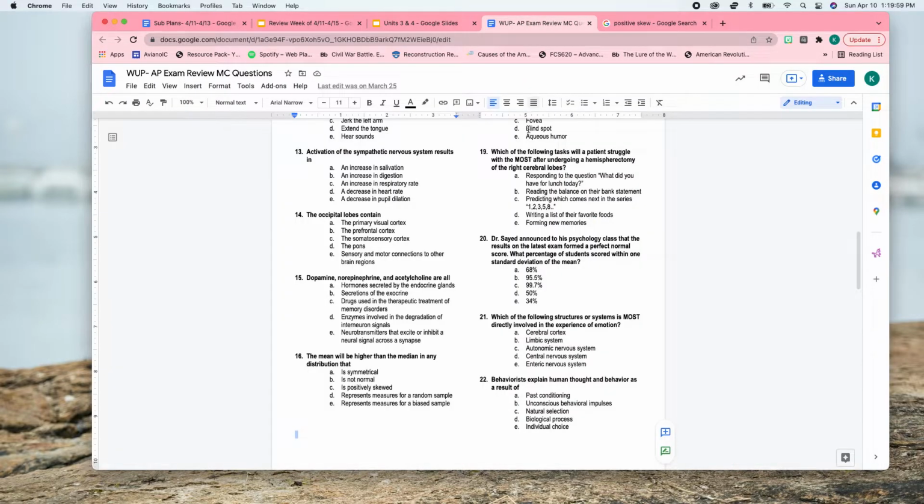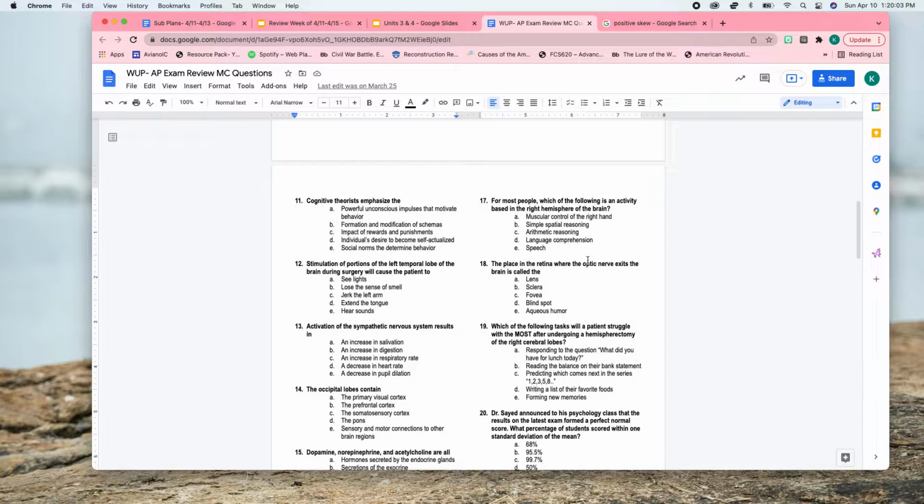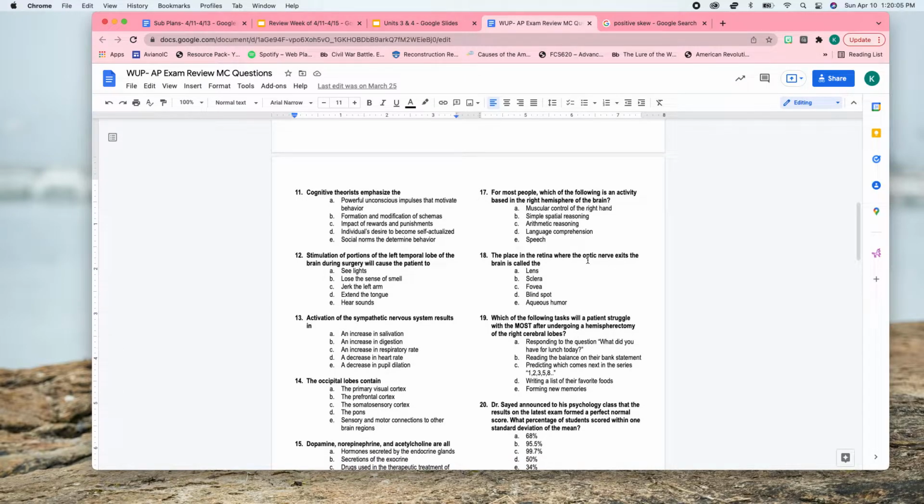Okay? So 17, for most people, which of the following is an activity based in the right hemisphere of the brain? So the right and left hemisphere, remember, they're responsible for different things. The left hemisphere is especially important because that's where all of your language is. So the correct answer for this would not be D or E because D and E are happening in the left side of your brain. So the correct answer for number 17 is actually B, simple spatial reasoning.